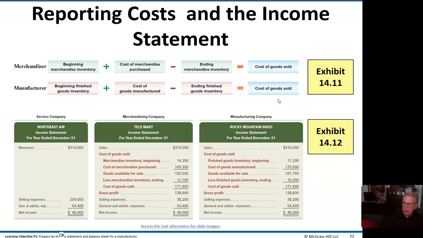So this is a very important slide. A service company doesn't have any of those issues. A merchandising company would have one kind of inventory.